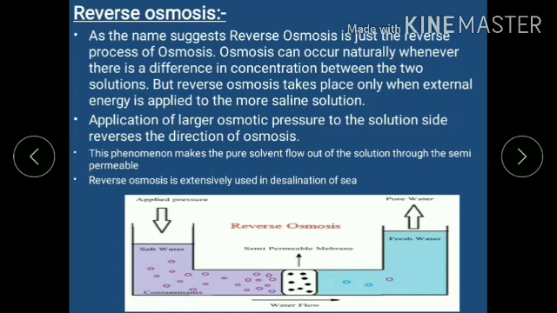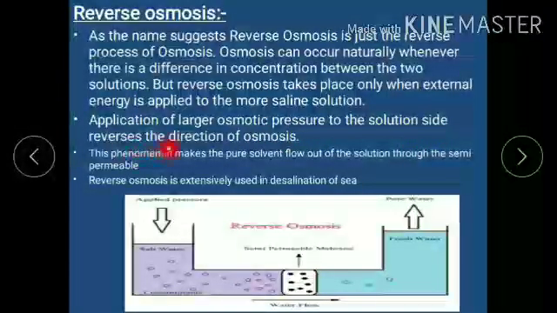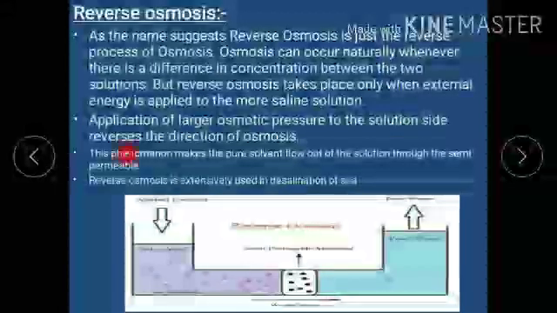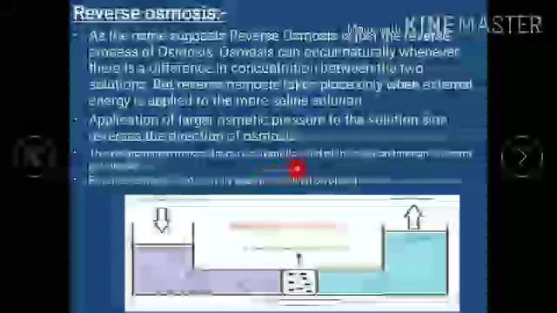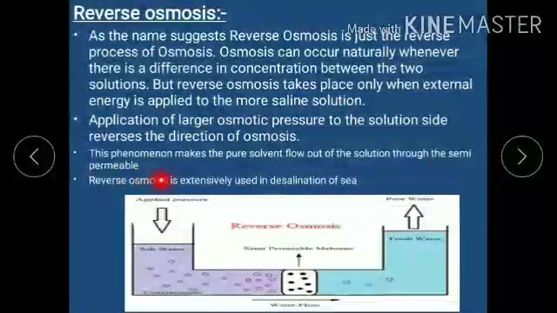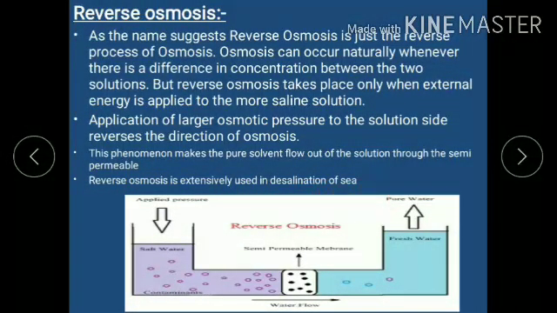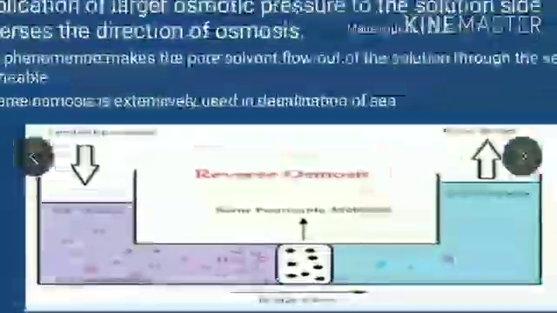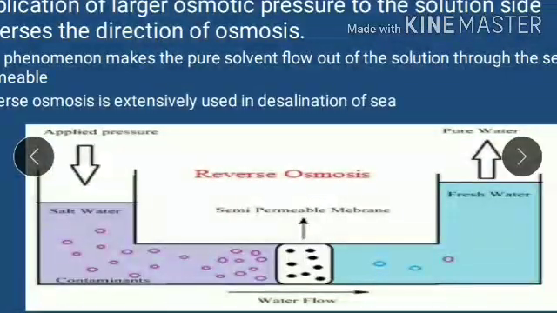Application of large osmotic pressure to the solution side reverses the direction of the osmosis. This phenomenon makes the pure solvent flow out of the solution through the semipermeable membrane. Reverse osmosis is essentially used in the desalination of seawater. You can see this is the pure fresh water, this is the saline water, and this is where reverse osmosis occurs.